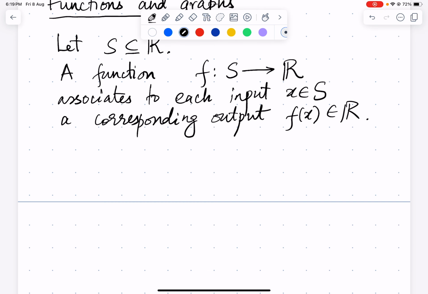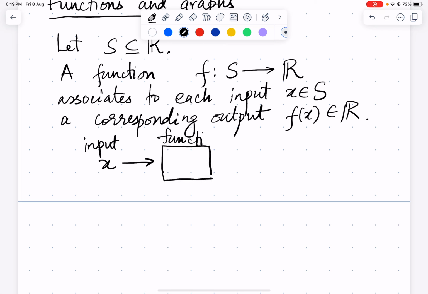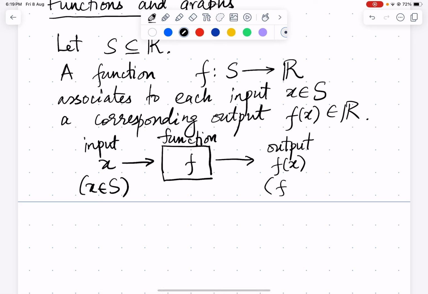So S is some subset of R. A function f from S to R associates to each input x in S a corresponding output f of x in R. So if there is some input x, the function f associates to it a corresponding output f of x, which is an element of R. The inputs are in S, and the outputs will be in R. To each input x in S, you get a corresponding output f of x in R. So this is what a function f from S to R does. So this is what functions mean.